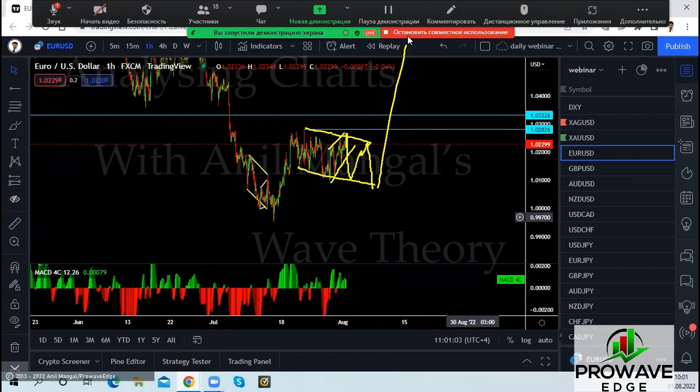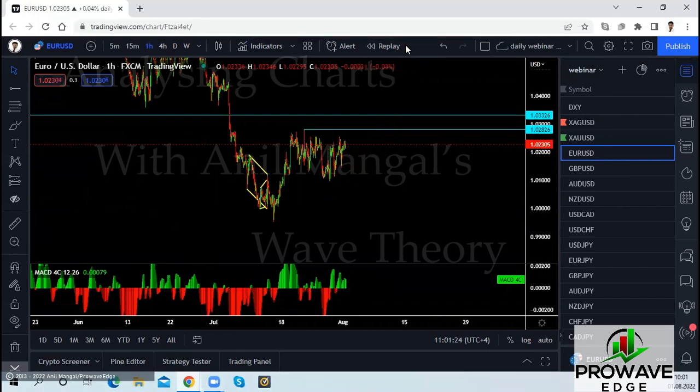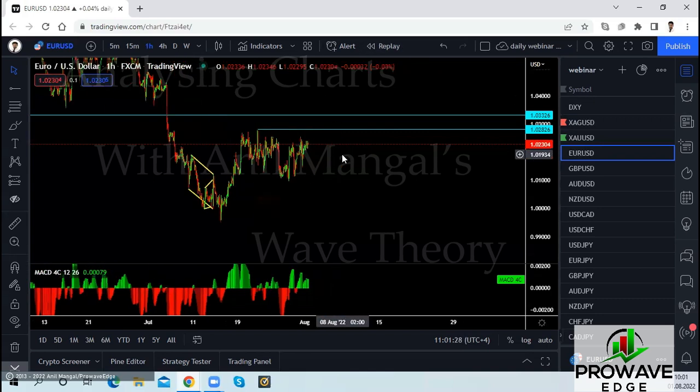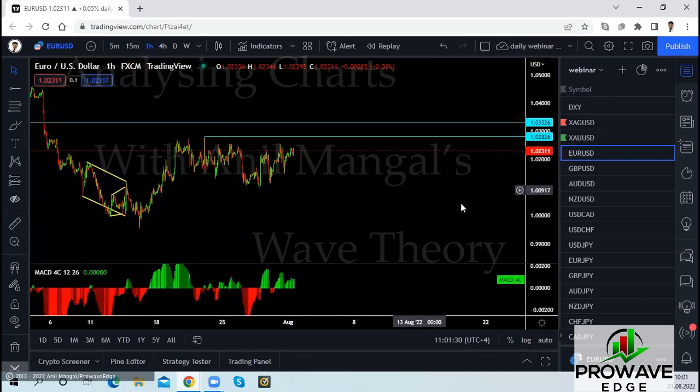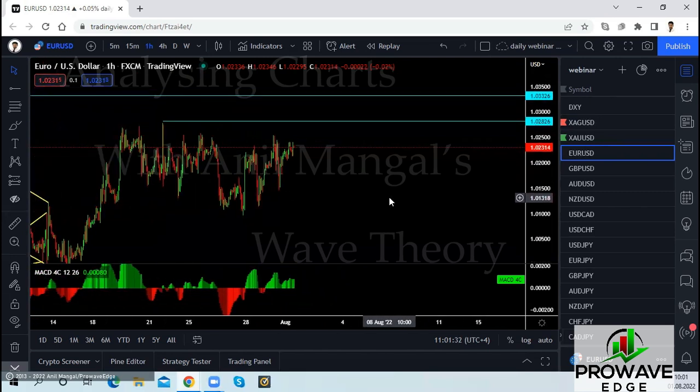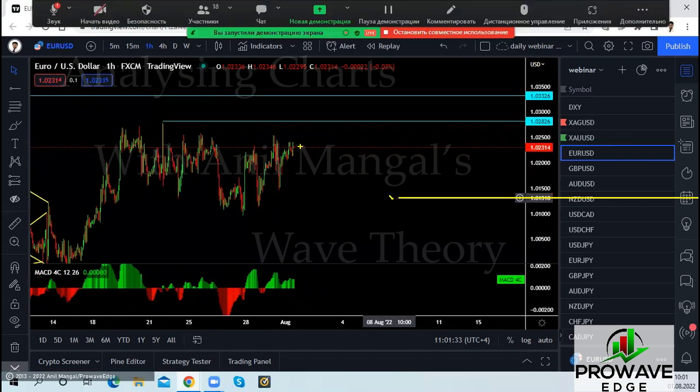Now, can it take off like a rocket? Well, then it has to first take off, break the top, consolidate above the top, and then we'll consider it for a buy. Although we have a buy setup here, I don't think it's worth buying here, right? There is a buy setup here. I think we can all see that there's a buy setup here. I don't think it's worth buying. Let it break the top.